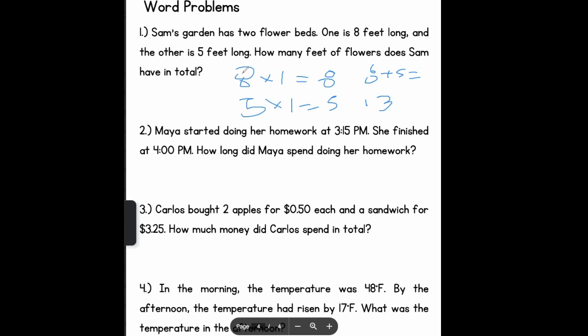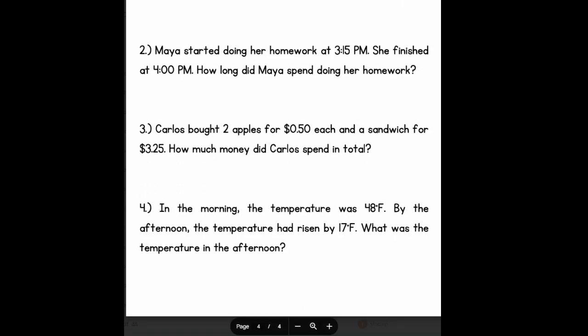It'd be different if they were telling us to multiply this, where 8 times 5 is equal to 40 feet of flowers, but with this question, the wording depends on what the person reading it thinks. Maya started doing her homework at 3:15 p.m. She finished at 4 p.m. How long did Maya spend doing her homework?